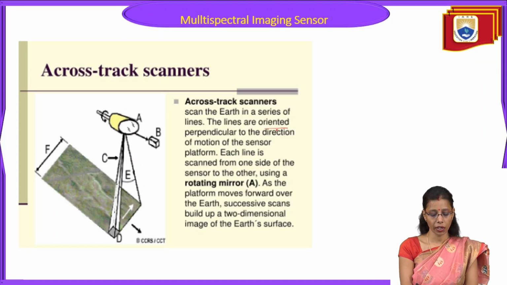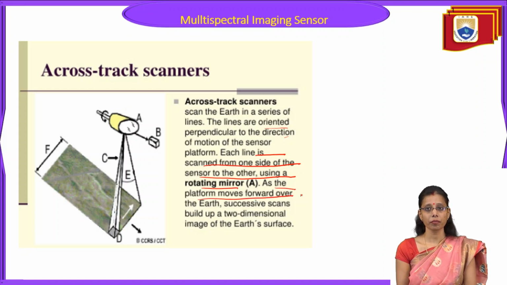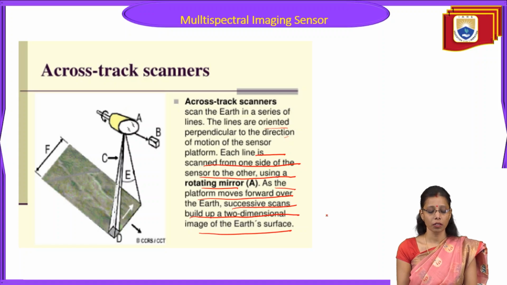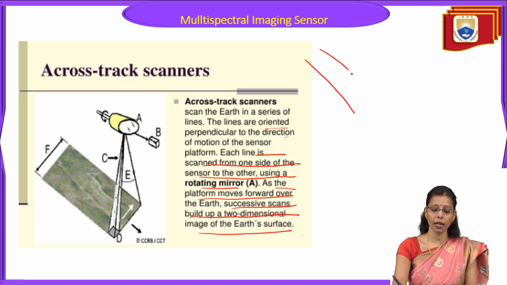The lines are oriented perpendicular to the direction of motion of the sensor platform. Each line is scanned from one side of the sensor to the other using a rotating mirror. As the platform moves forward over the earth, successive scans build a two-dimensional image of the earth's surface. Now here, along the track, what we have seen is that the swath is like this. This is the swath and the track will be like this. While scanning, it will go in this manner.